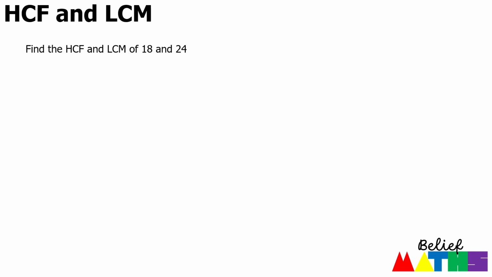Now the next question asks us to find the highest common factor and lowest common multiple of 24 and 18. Now I like to do this slightly differently. What I tend to do is I write this as a fraction with the smaller number on top, so 18 over 24. We're then going to simplify 18 over 24. In this case we can divide by 6, so that gives us 3 over 4.